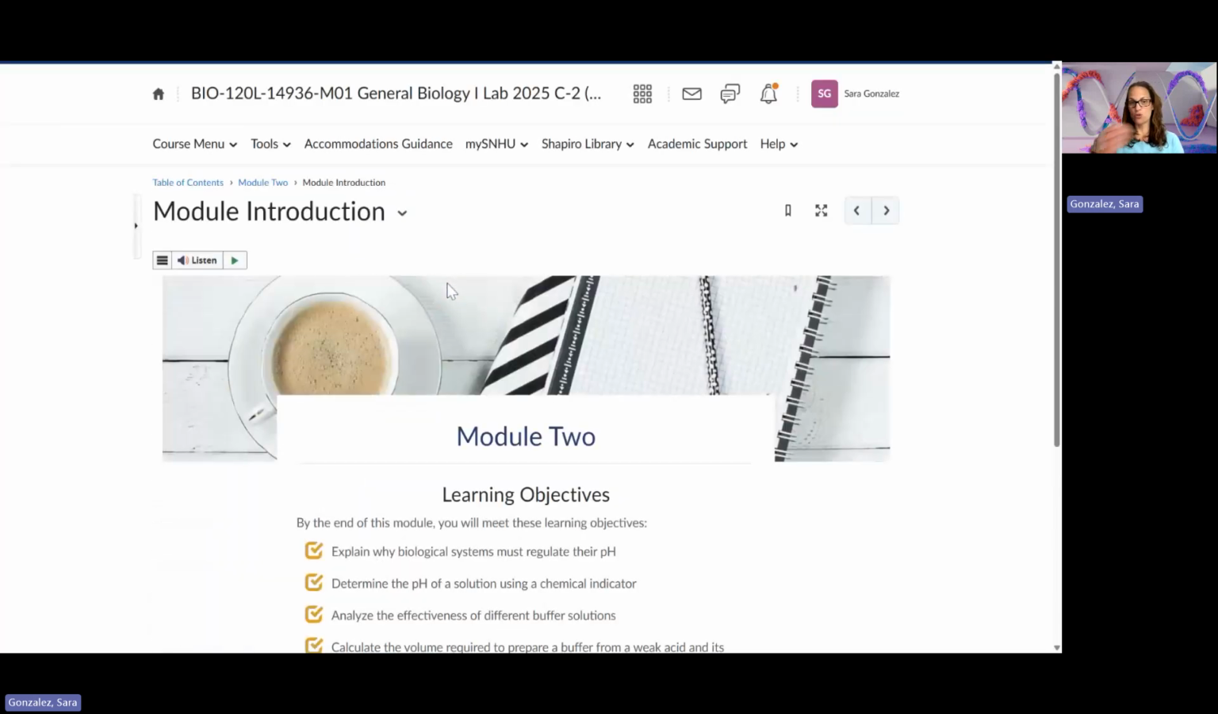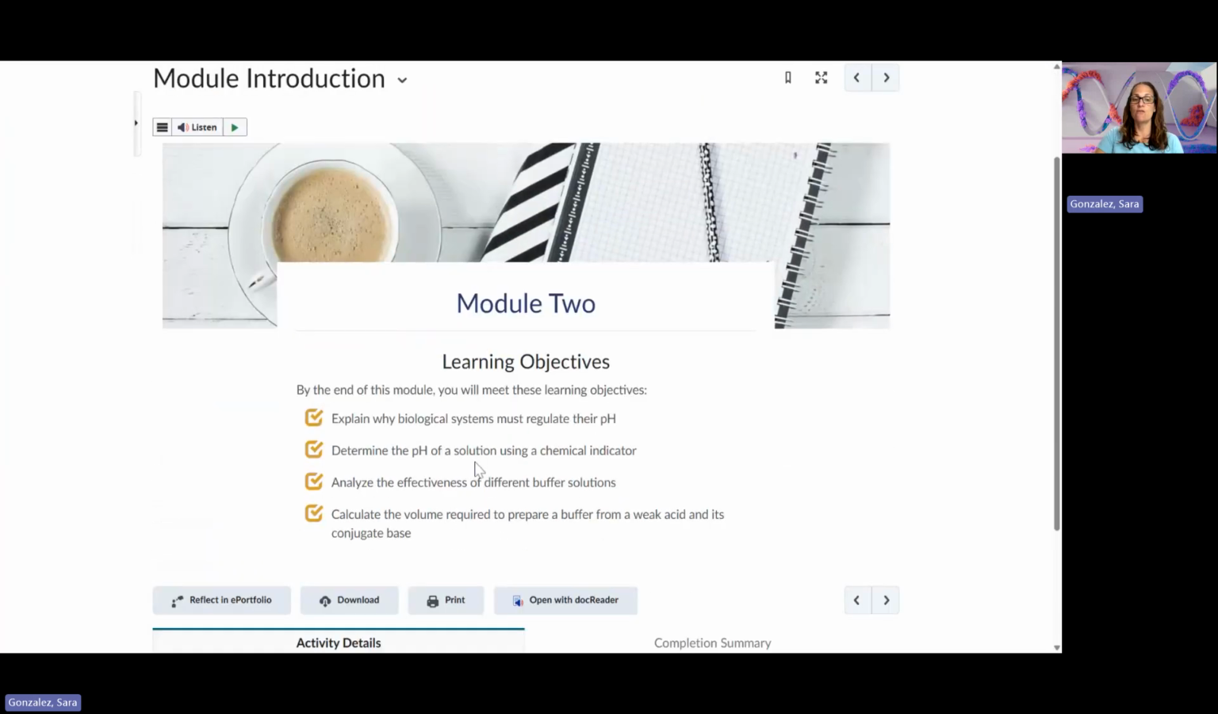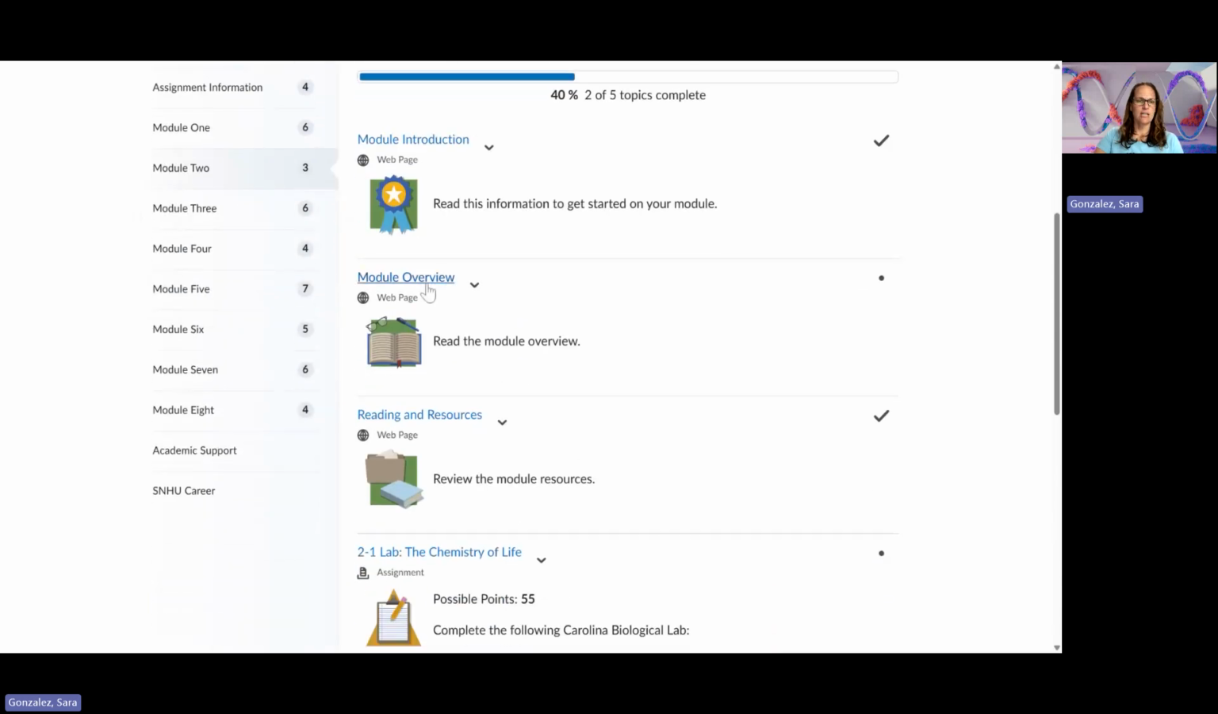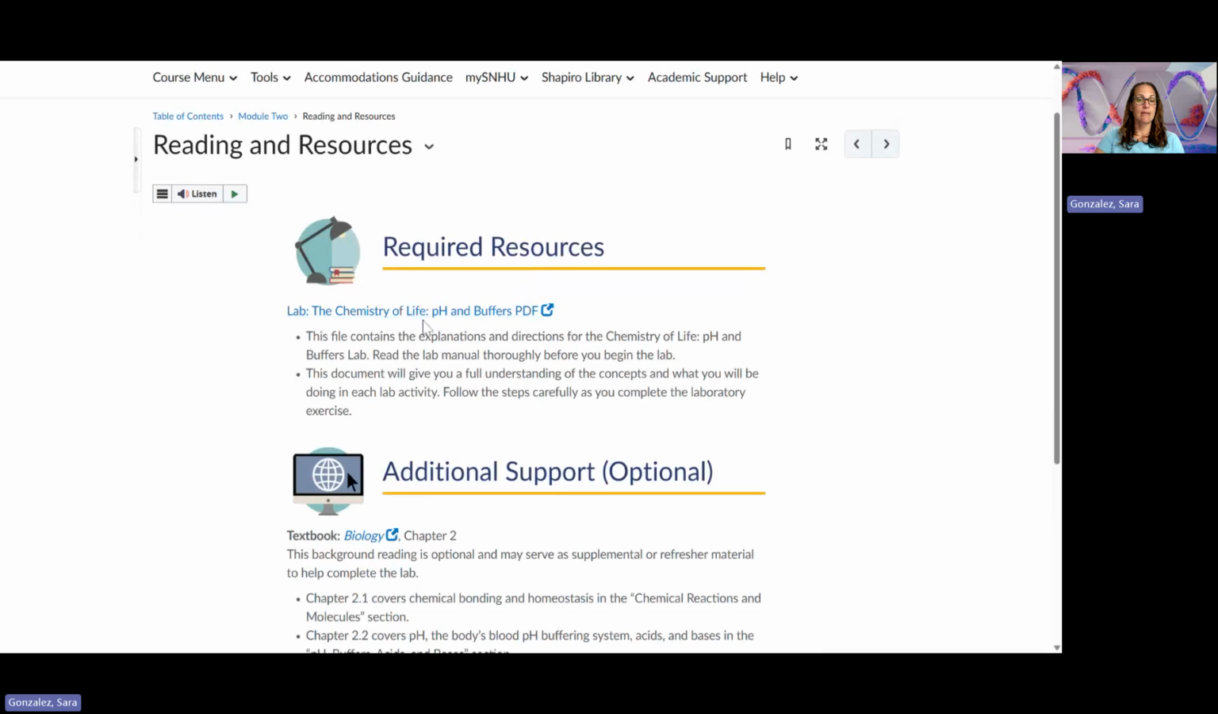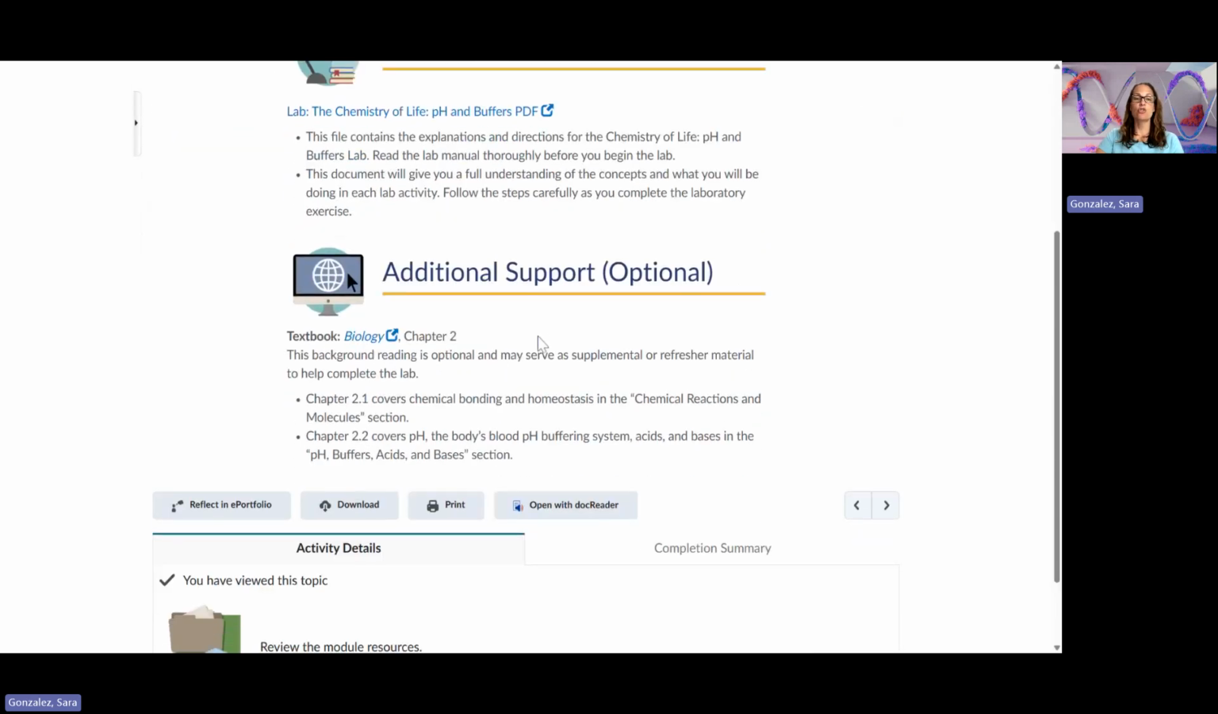Here's the module introduction. If you take a look at the module introduction, just looking at some of the objectives, that's why we are studying this particular topic this week in terms of chemistry. Same thing with the module overview as well. More importantly is the reading and resources page. This has the explanation for the lab. So this is where you get the lab information. This lab in particular is called the Chemistry of Life, pH and Buffers. And then some additional support coming from the lecture. If you're taking the lecture portion of biology, take a look at chapters 2.1 and 2.2.